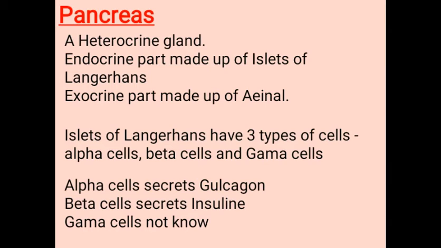Now there are three types of cell in islets of Langerhans. They are alpha cells, beta cells, and gamma cells. Now this alpha cell secretes a hormone called glucagon. Beta cell secretes a hormone insulin, and the hormone secreted by gamma cell is still unknown.